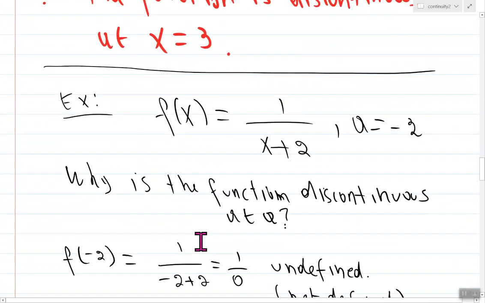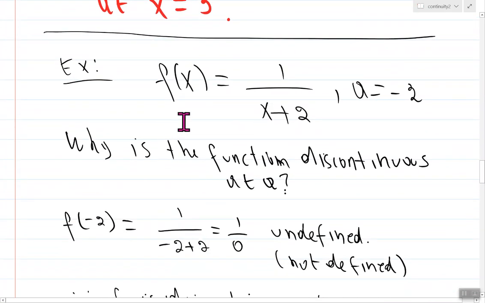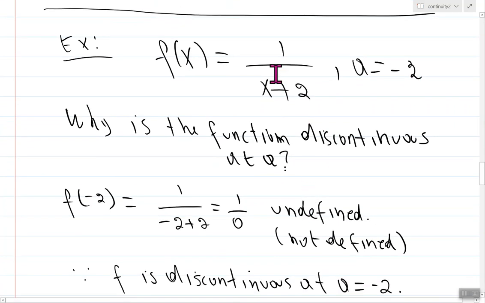So we go to another example. We have the function f of x equals 1 over x plus 2, and they give us a to be negative 2. So why is the function discontinuous at a? So the question is, why is this function discontinuous at a equals negative 2? If you plug in negative 2 for x into the function, you get 1 over negative 2 plus 2, which is 1 over 0, which is undefined.